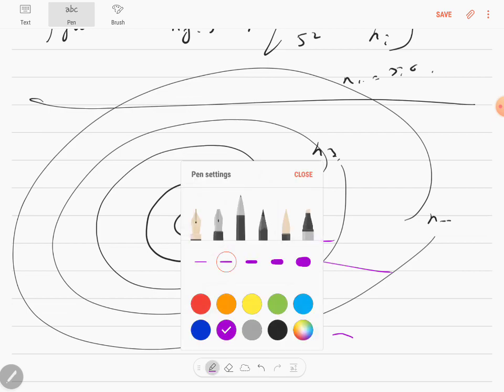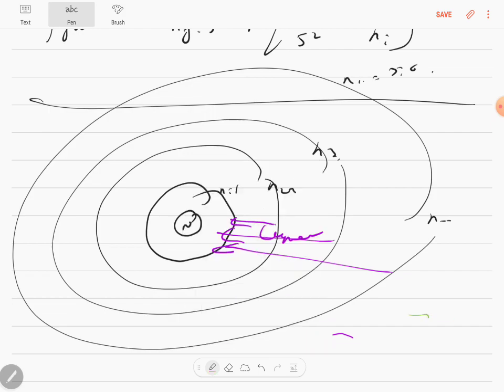Then they ask you to draw Brackett. Lyman, Balmer. Balmer is like here, third to second. This is all Balmer. You can continue this diagram like this. You can also draw like this. It will be beautiful. If you see my video, I would have drawn something like this. It will be so beautiful.